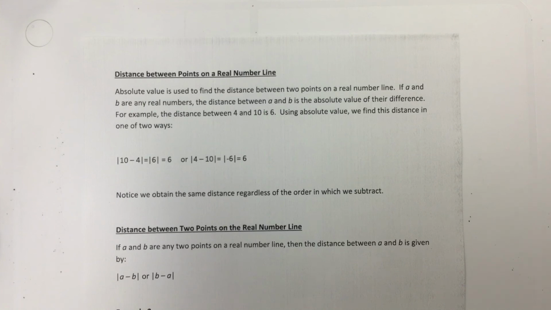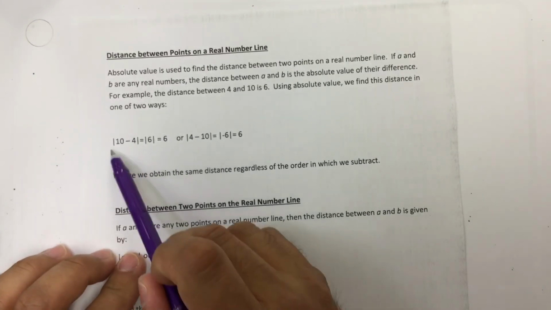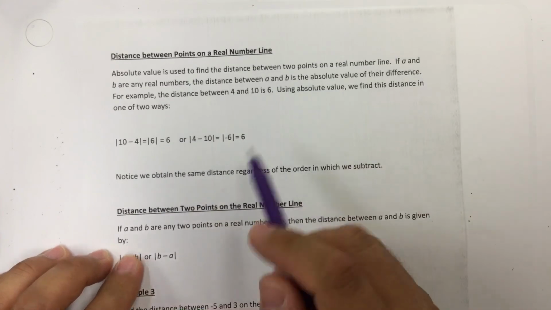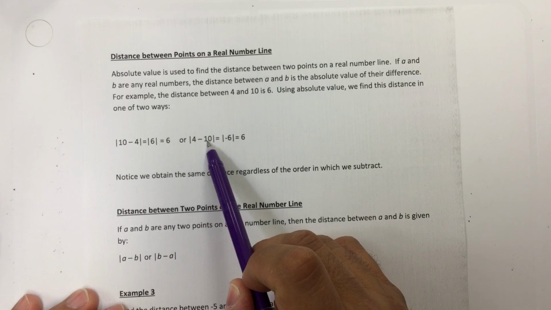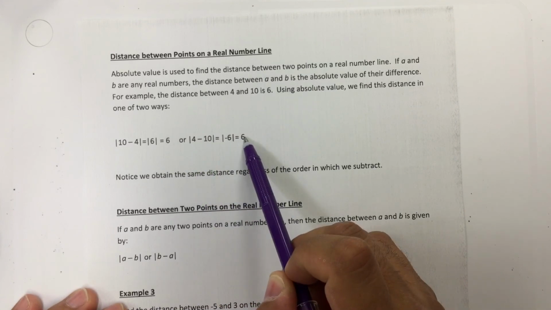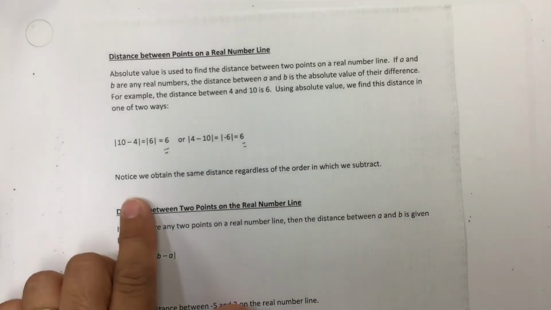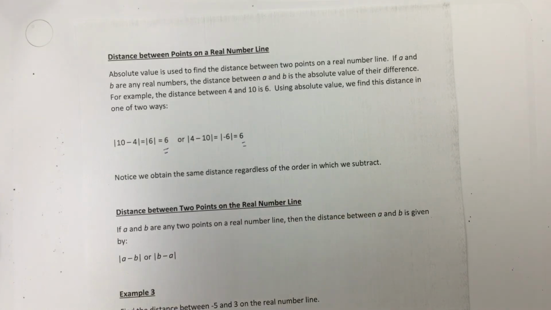All right, so pretty much there's 2 ways to do it. It's either going to be, and we're really looking, so they do 10 minus 4. So the absolute value of 10 minus 4 is 6, and the absolute value of 6 is 6. The other way you can do it, instead of doing 10 minus 4, is 4 minus 10. So 4 minus 10, it becomes negative 6. The absolute value of negative 6 is 6. So notice they both come up with the same answer. And it says, notice we obtain the same distance regardless of the order in which we subtract. So that's the distance between 2 points, and you're using the absolute value to determine that.